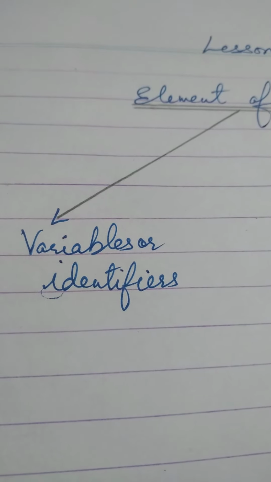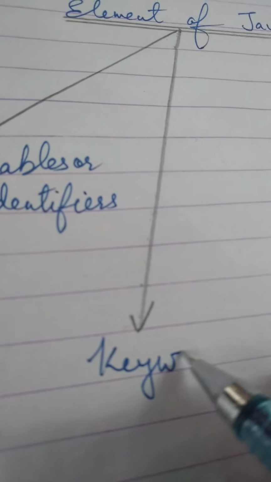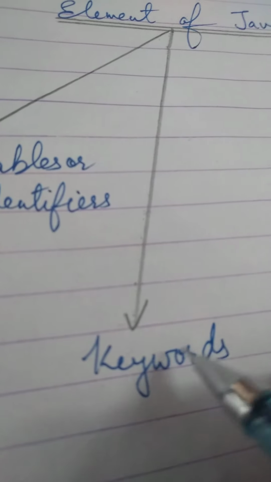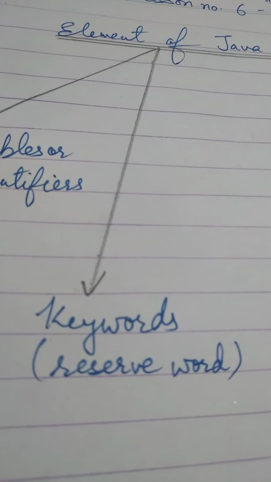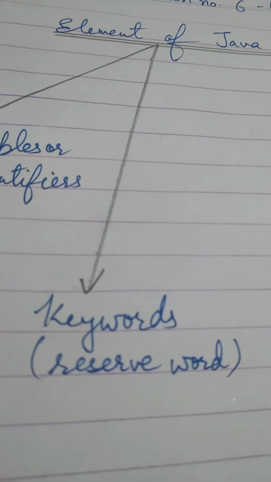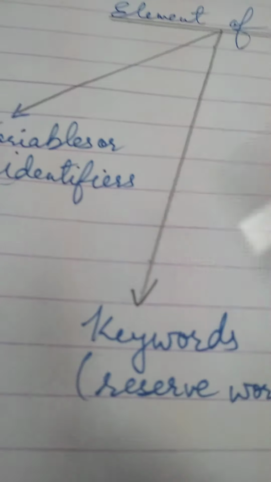Now number 2 is your keywords. So my dear students, keywords are also called the reserved words, which have specific meaning in Java. Wherever you will use them, they will give that specific meaning or they will do that specific task only. Please remember, keywords cannot be a variable or an identifier.